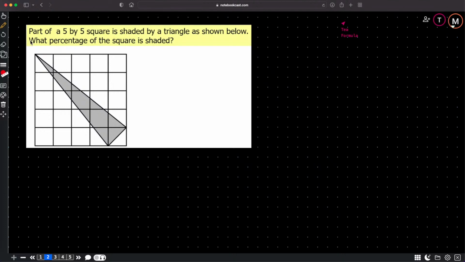Let's read the question. The question says, part of a 5x5 square is shaded by a triangle as shown below. What percentage of the square is shaded?